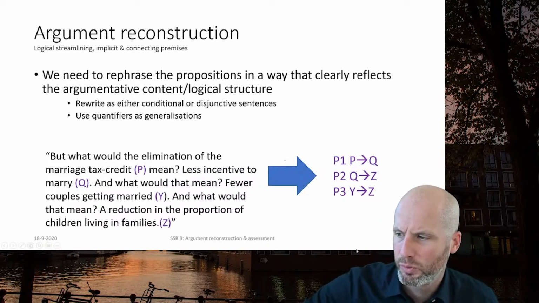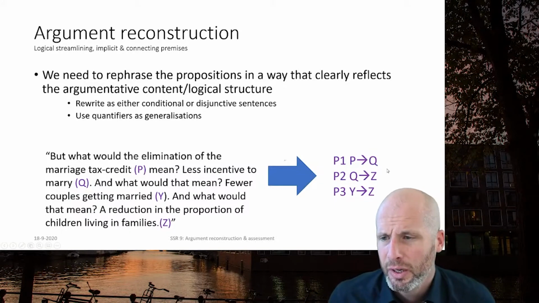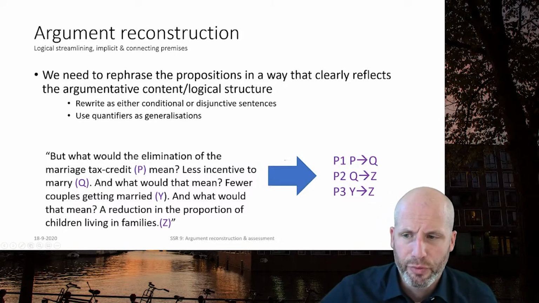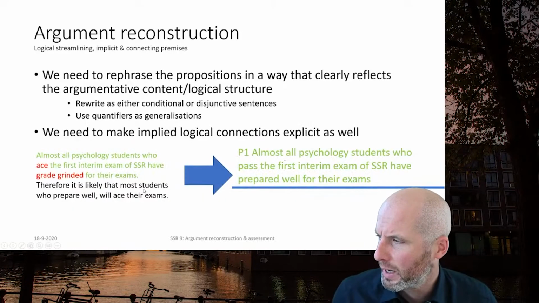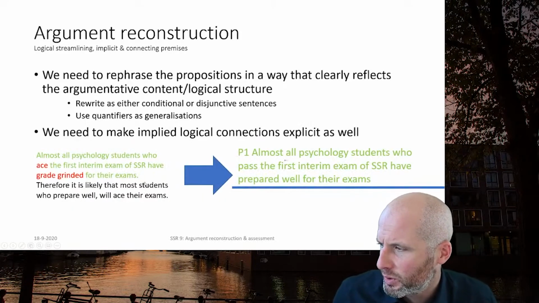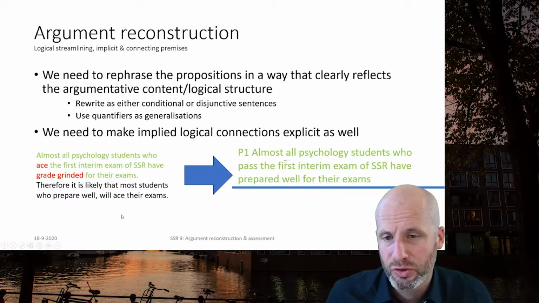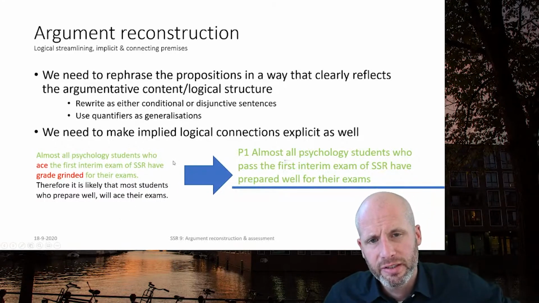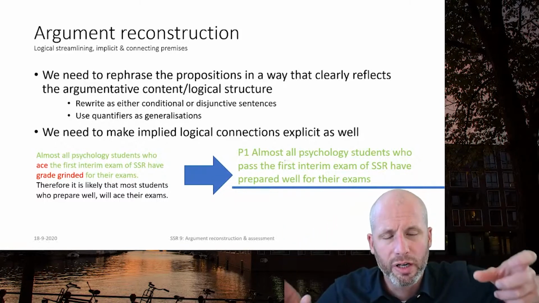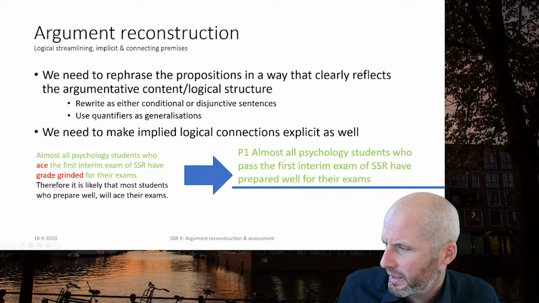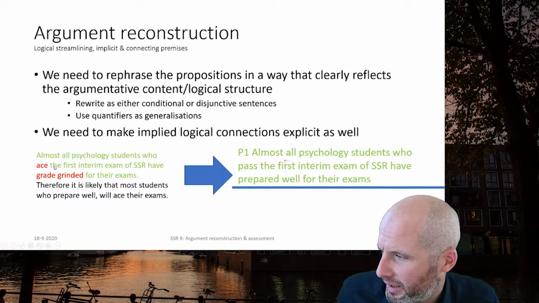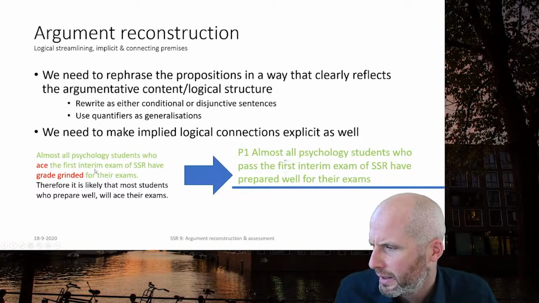Because in this case, you would recognize this as being a chain argument and it would make it easier. The conclusion isn't indicated here, but it would make it easier for you in the next step to do the logical assessment. All right. And this is part of what the book calls logical streamlining, right? So you're rephrasing the propositions in a way that makes it more clear what the intended logical connections are. So this is, again, the example from the actual exam example that I used, about the grade grinding and stuff like that.